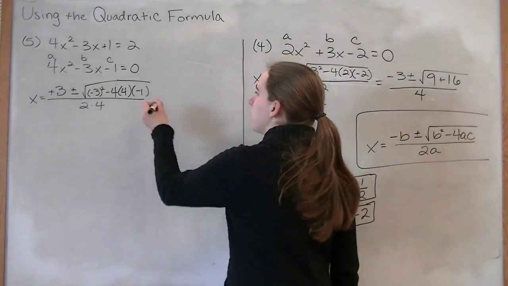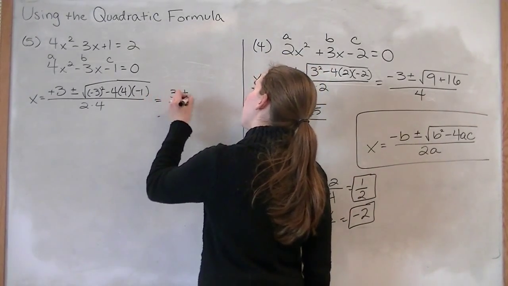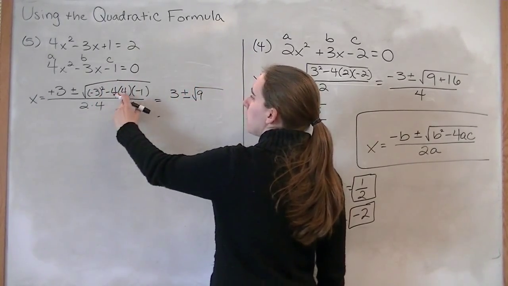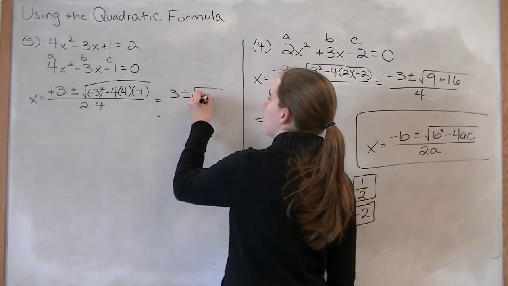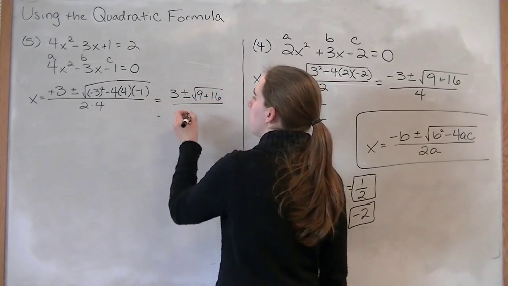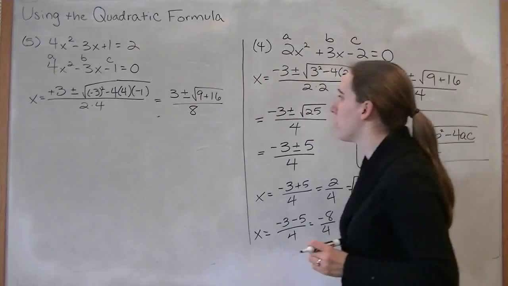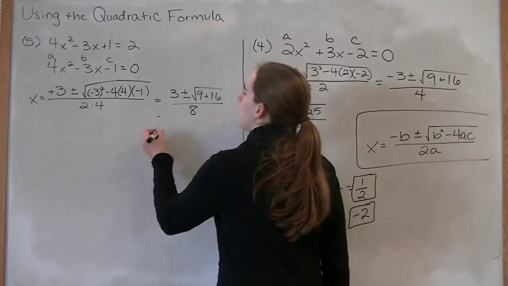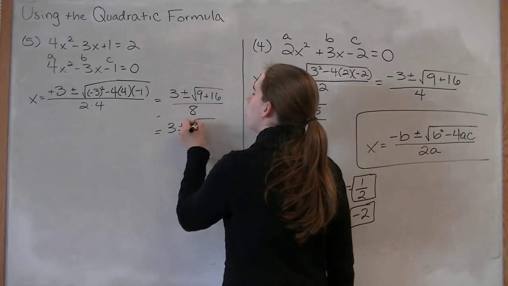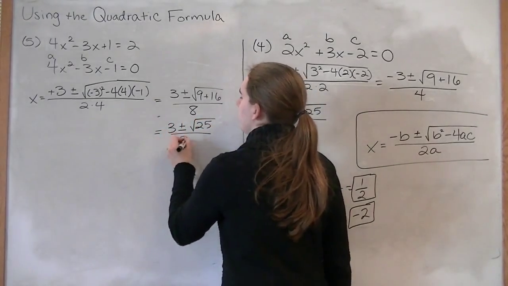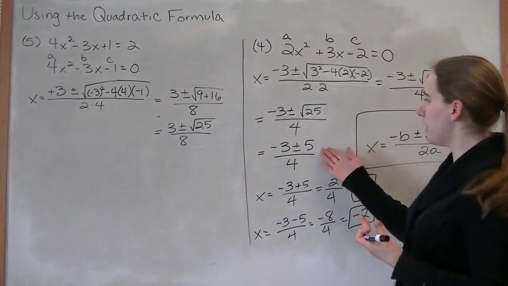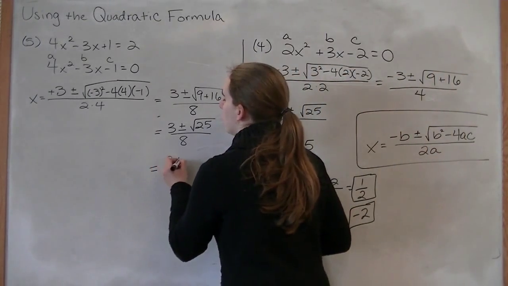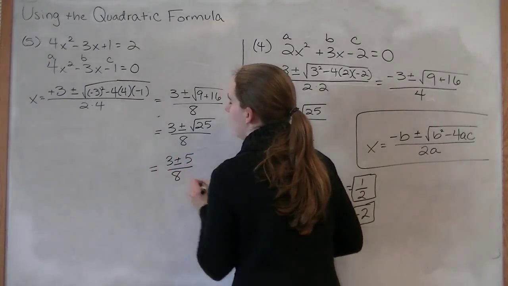Okay, let's keep going. So we get 3 plus or minus, and then negative 3 squared is 9, minus 4 times negative 1, 2 negatives make it positive, so that's plus 16 over 8. So now, notice that I'm going to get a 25 in my square root again. So again, just like I did over here, I can replace it with a 5 because we know that square root. So I have 3 plus or minus 5 over 8.